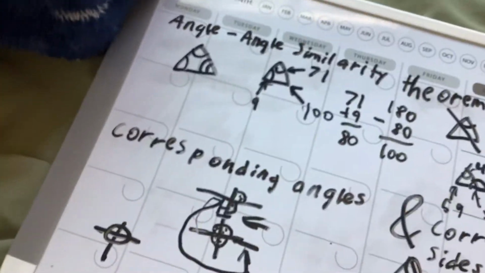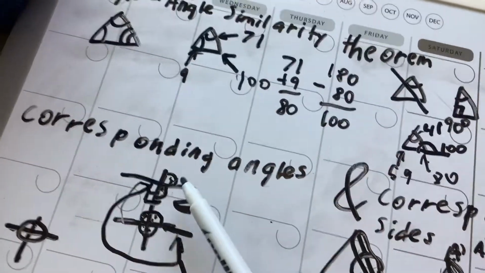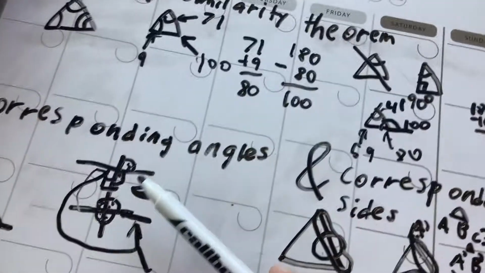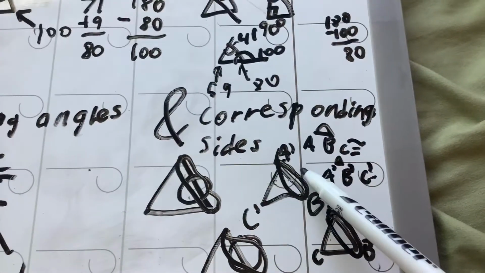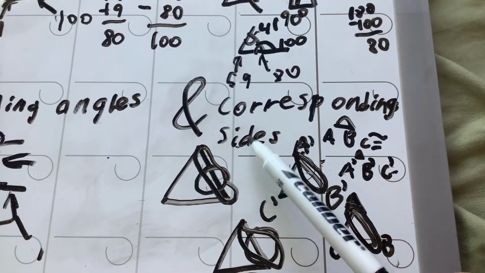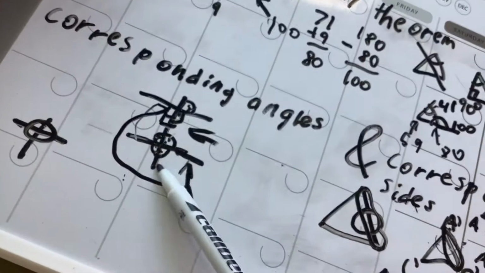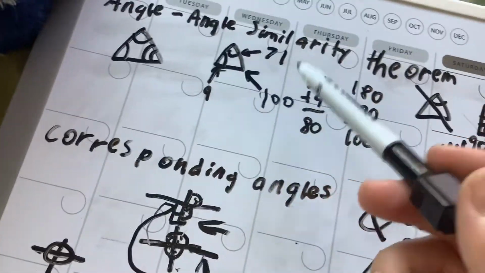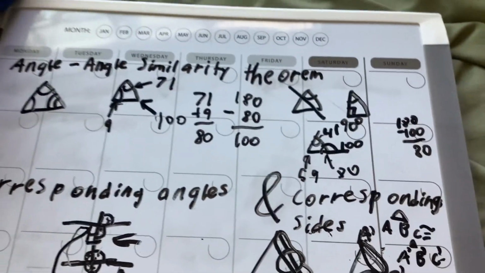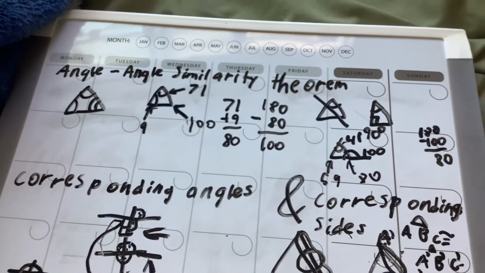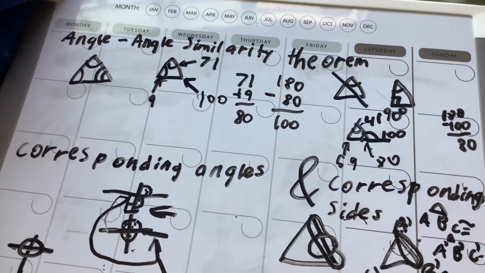Anyways, so now corresponding sides. So this is a corresponding side. This is a corresponding side. This is corresponding sides. This is corresponding angles. This is angle similarity theorem. If you didn't get any of that, just read the description.